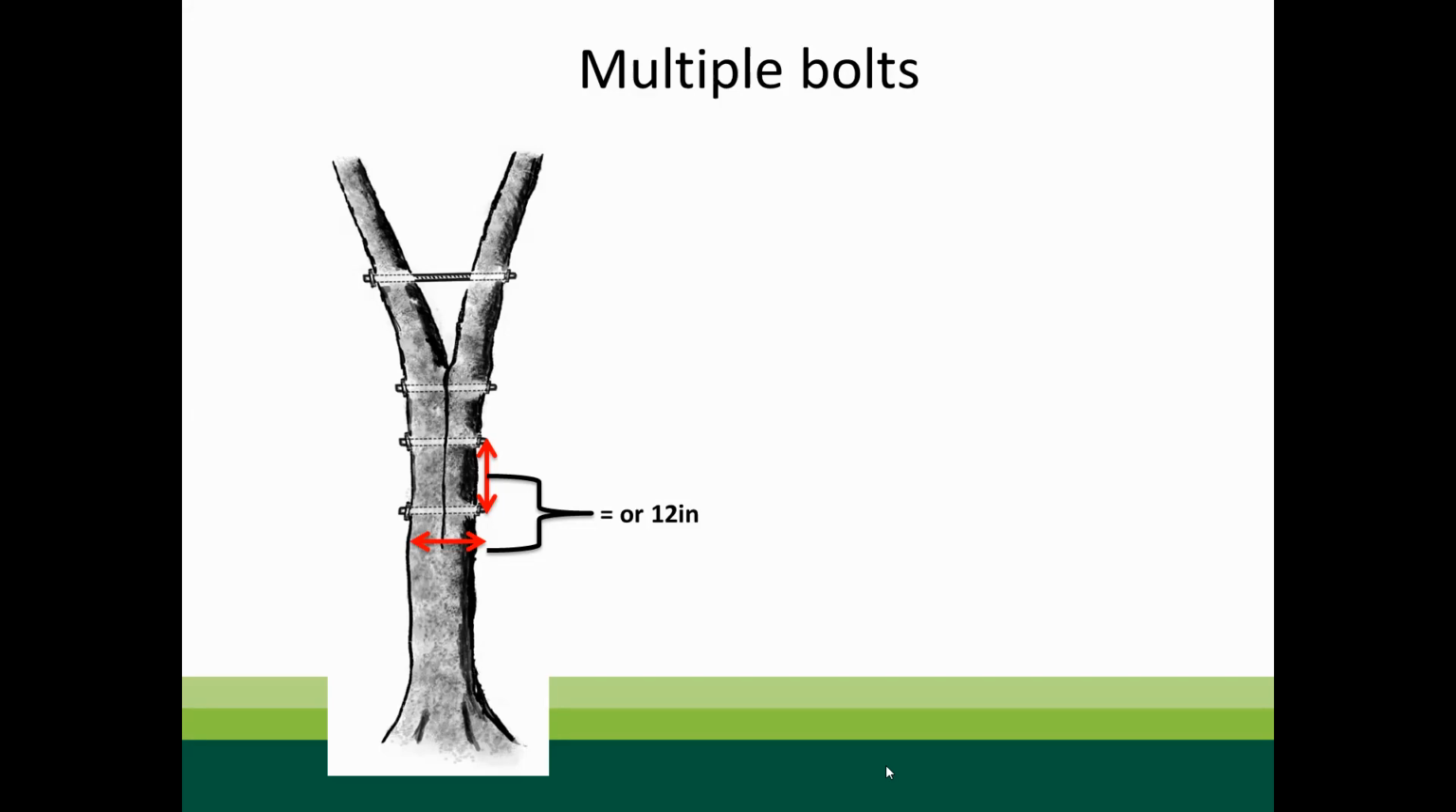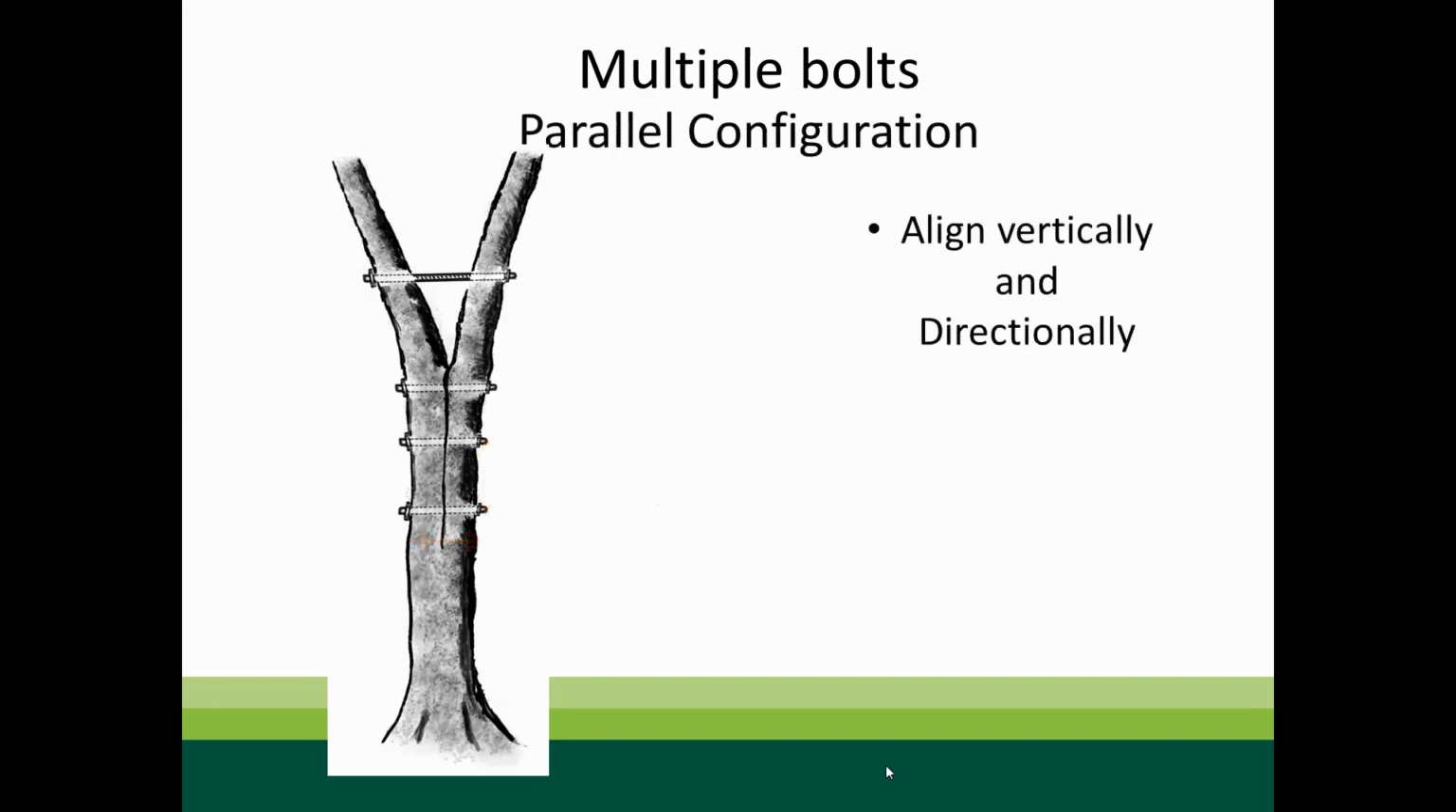The first configuration would be a parallel configuration, like in the picture. In a parallel configuration, we align the bolts vertically and directionally. Meaning each bolt is perfectly in line, straight down. It's a little different from doing cable supports because these are actually vertically in line, one after the other, straight down. And directionally means that they're going in the same direction. We'll get into other configurations that change that.